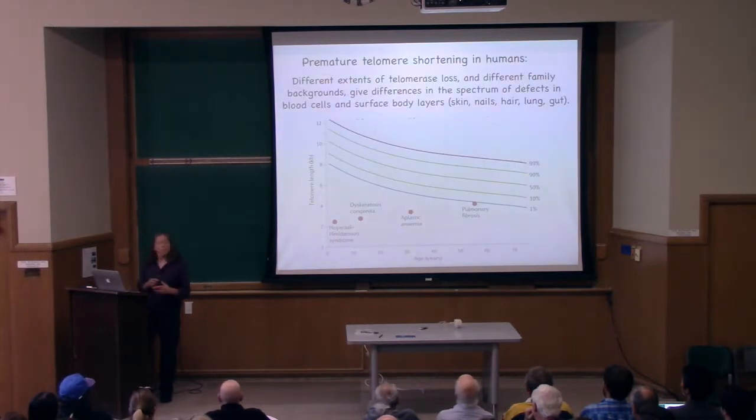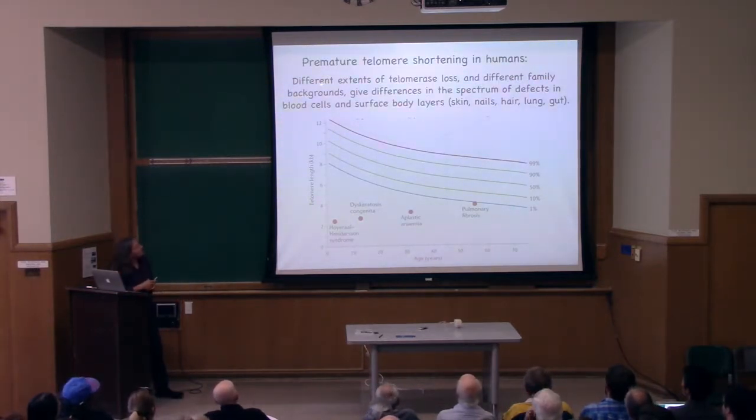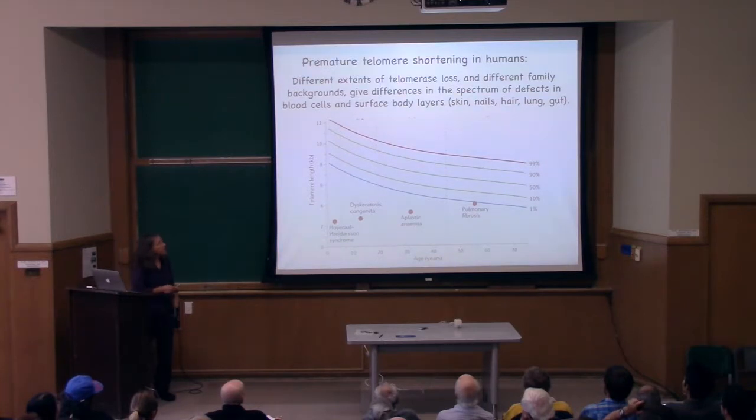So since then, in fact, there have been a lot of other mutations that have been linked to this premature telomere shortening in humans. And there are different extents of telomerase loss, and there are different ways in which you inherit the mutation, and many other differences that give a spectrum of defects in phenotype. And all of them, though, are in things like blood cells and in the surface body layers that divide a lot. Skin, nails, hair, lung, gut, all of these things have to renew constantly because they're exposed to the environment. They have very high proliferation rates in adults.